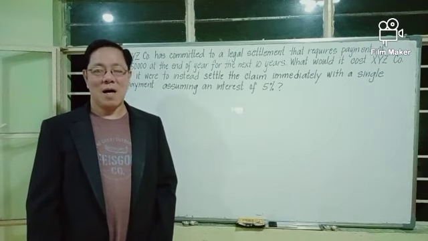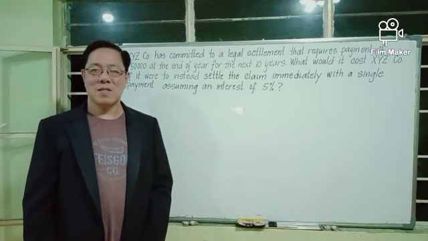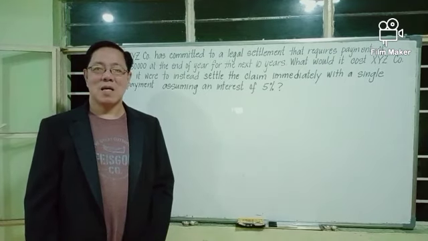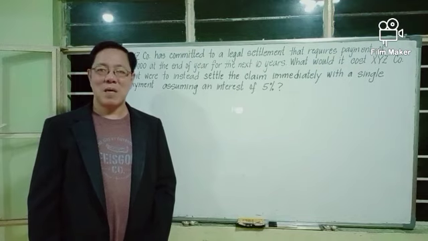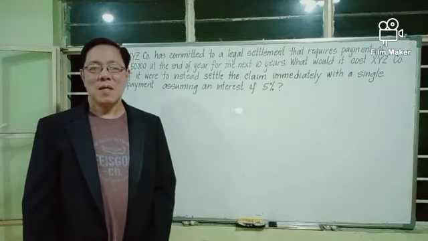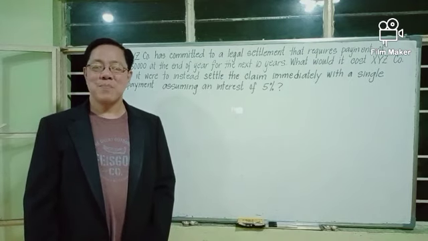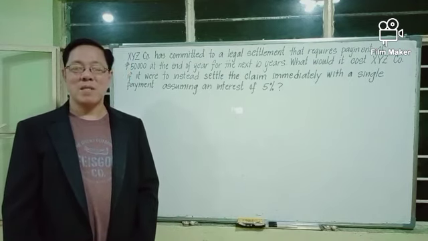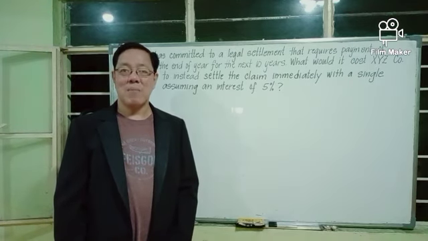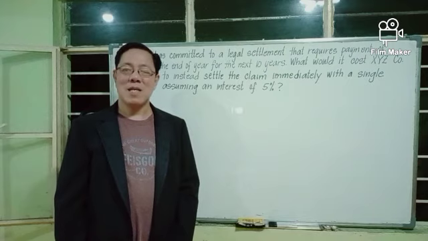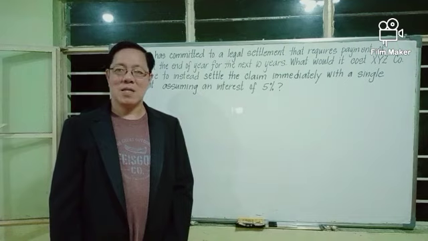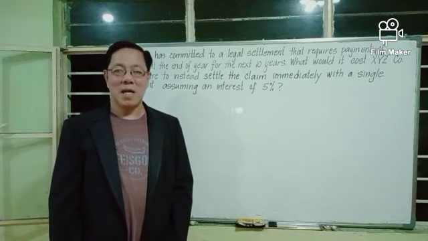But as I said, the XYZ company has opted to make a single payment now at present time instead of making regular payments of 50,000 pesos at the end of each year for 10 years. So if that is the decision of XYZ company, the problem asks for what amount should be paid by XYZ company now to settle its legal obligation. So in this problem, the required is the present value of ordinary annuity.